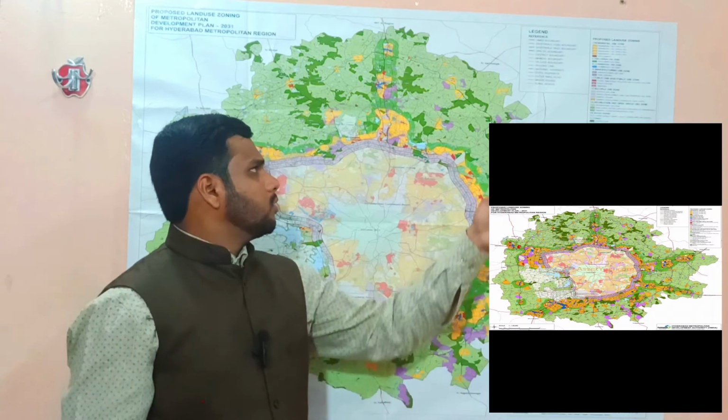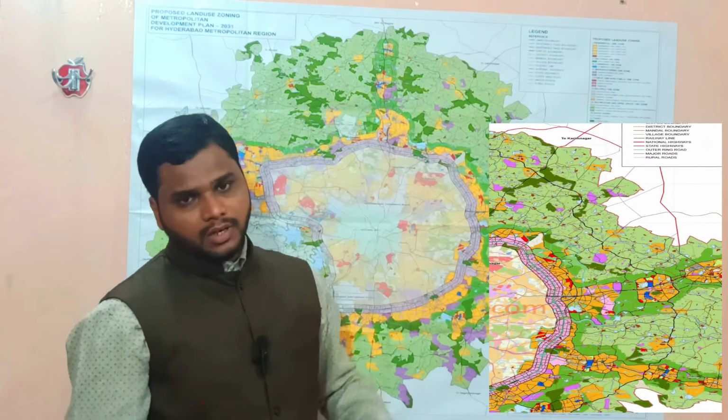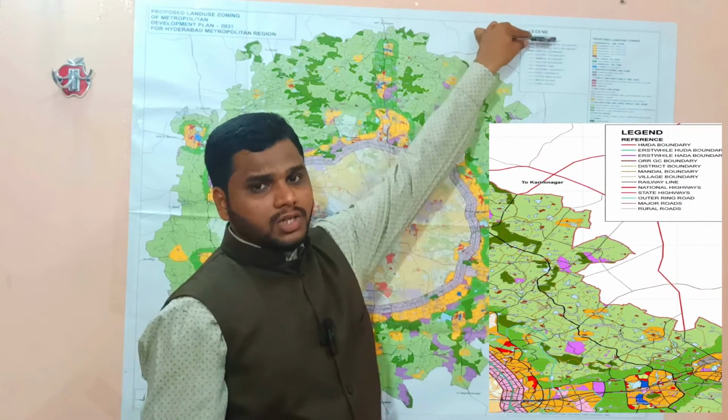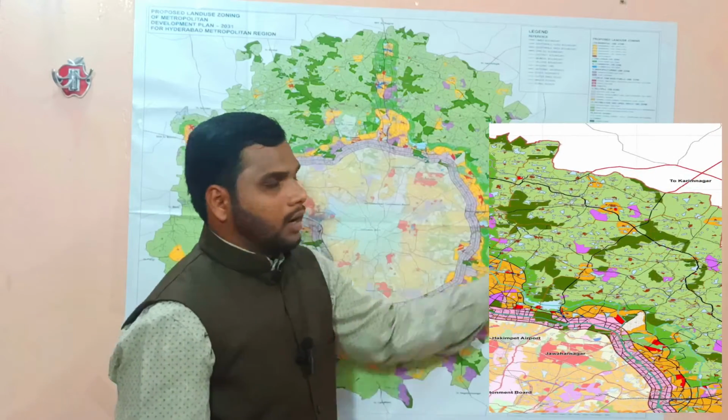Now, how to read this master plan? Let us first go to the legend reference. Before that, as you can see, various colors are there in this colorful HMDA master plan. Each color shows a different zone. In the legend reference, various symbols and colors are present. The red dotted line shows the HMDA boundary. This is our HMDA boundary in the red dotted line.